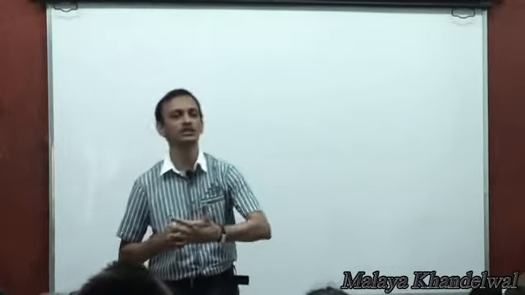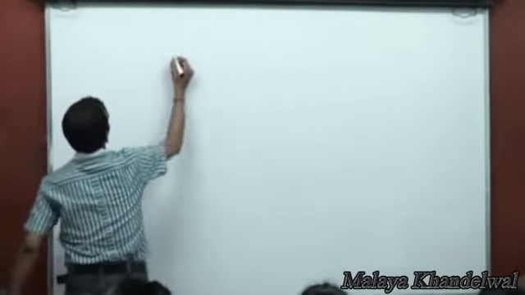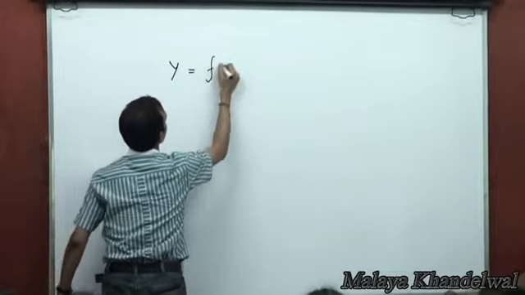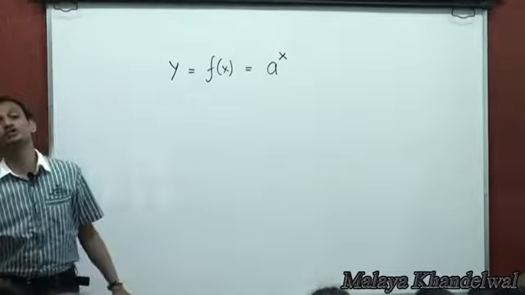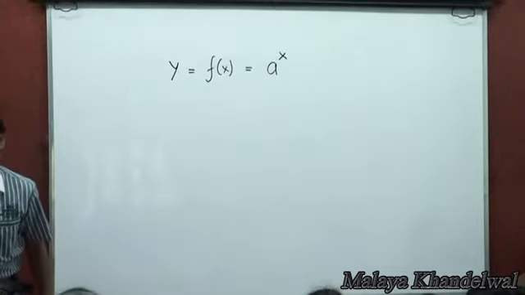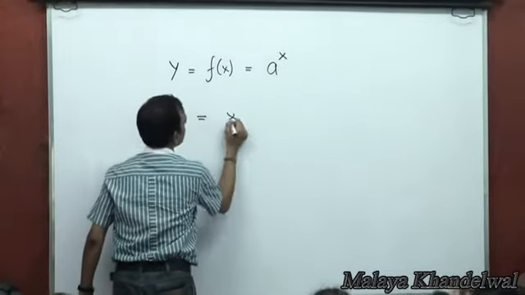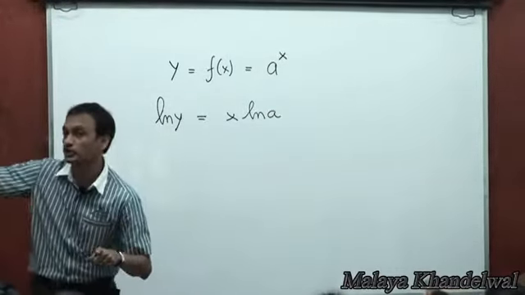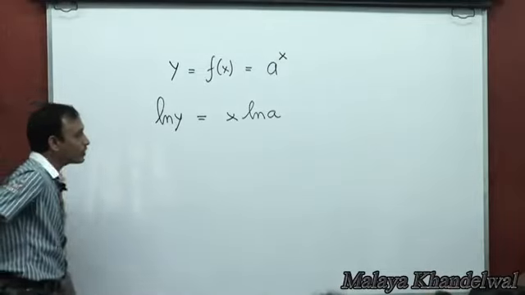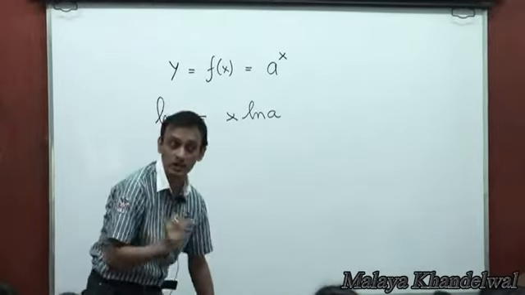And towards the end of the session, I gave you the chain rule, and then we discussed things like logarithmic differentiation, etc. So now, if we had a function y equal to f(x), which is a power x, and I want to differentiate y with respect to x, where a is a constant, then log y is x log a. ln a means log a to the base e. Now, if a is a constant, log a is also a constant.